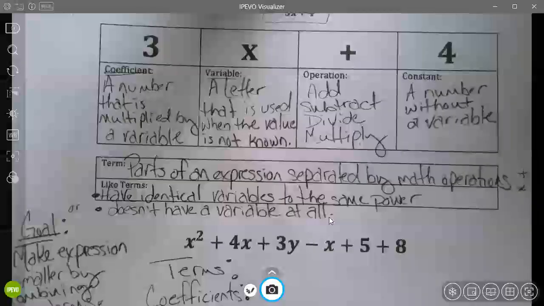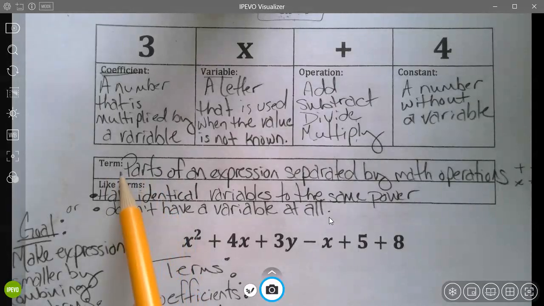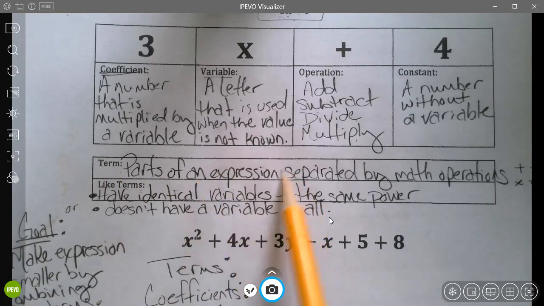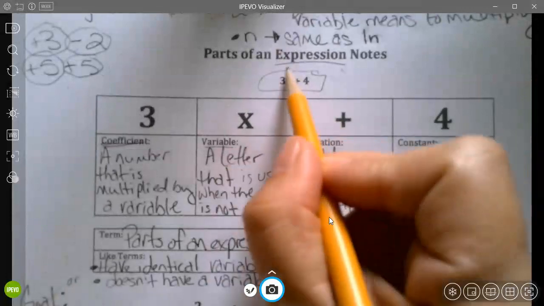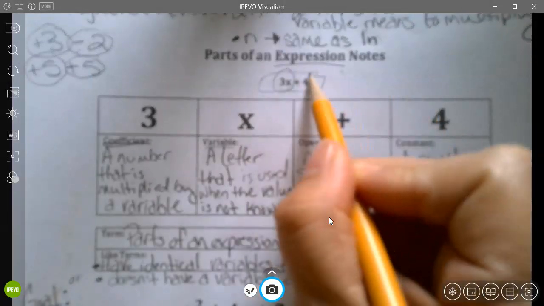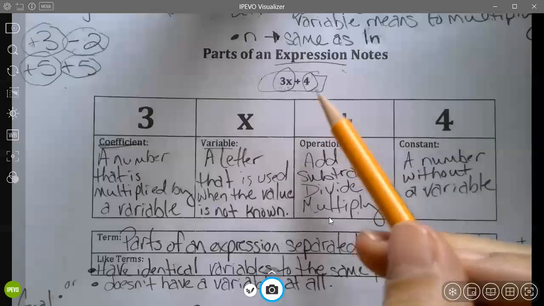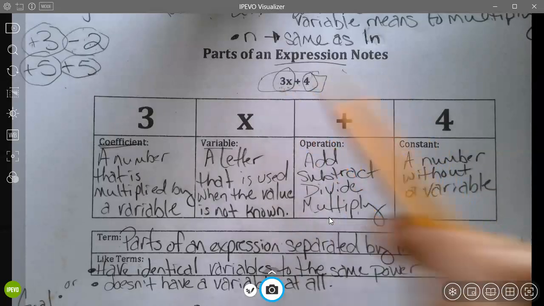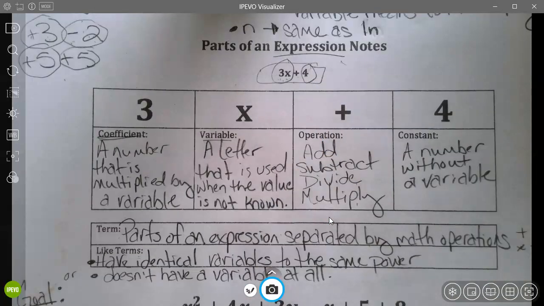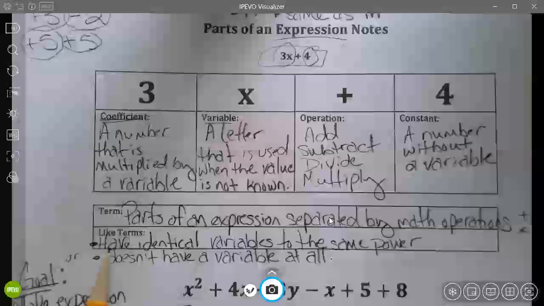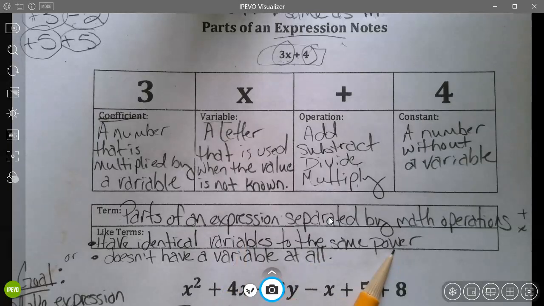All right, and then terms. Define terms. Well, the terms are parts of an expression separated by your math operations. So in this one, we have one term, and in this one we have those 2 terms. They are separated by this math operation. So we have 2 terms. And then like terms, they will have identical variables to the same power.